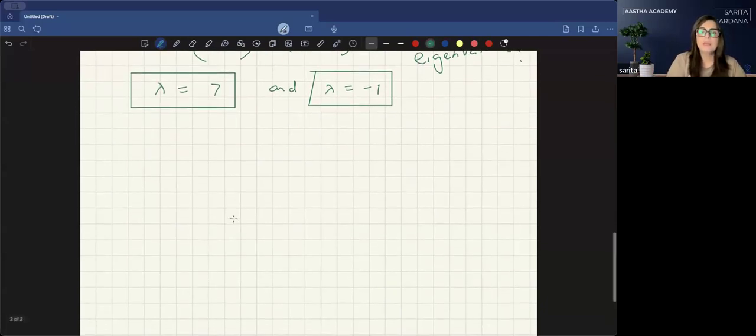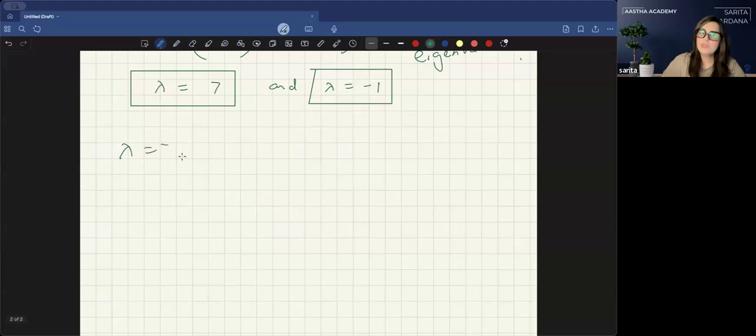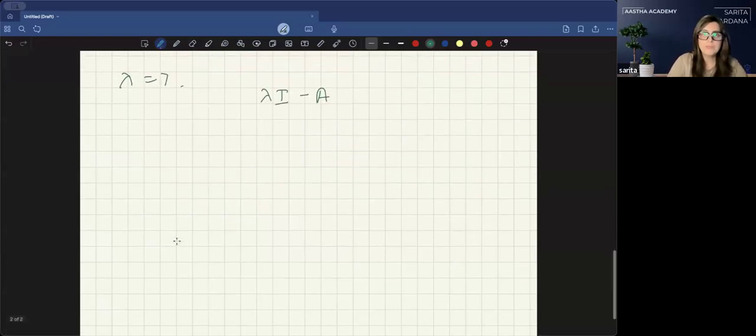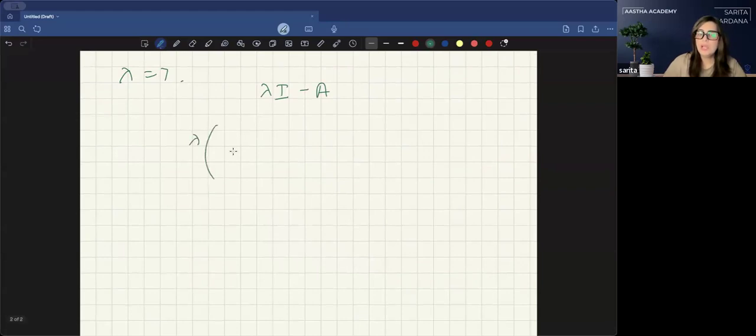For example, if lambda is equal to 7, we are going to use the same equation, that is lambda times the identity matrix minus A, but for the whole thing, we are going to write x and y is equal to 0. That will come at the end. So I'm going to write here lambda times the identity matrix, 1, 0, 0, 1, minus A, which is 5, 4, 3, 1. And here I will write x and y is equal to 0 and 0 over here.